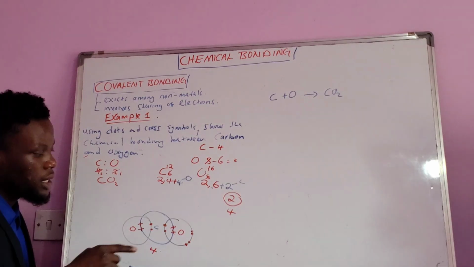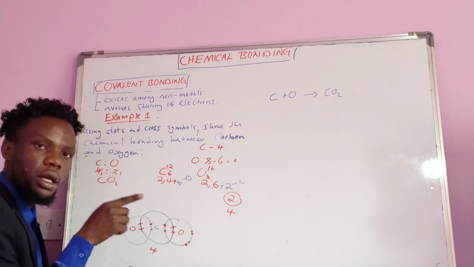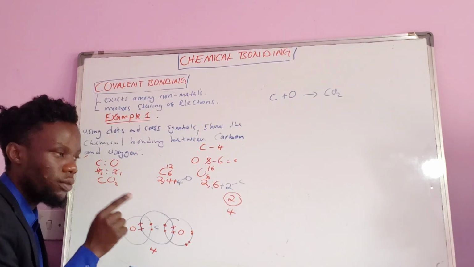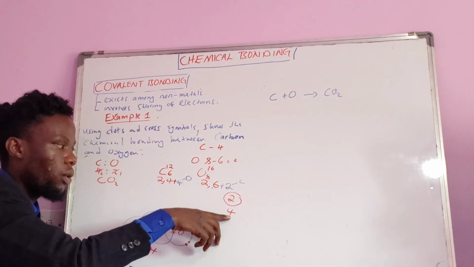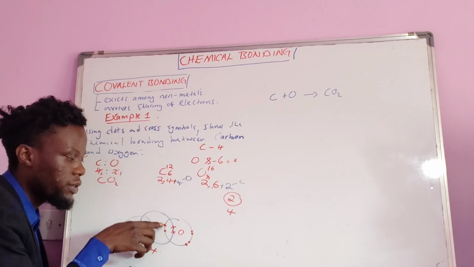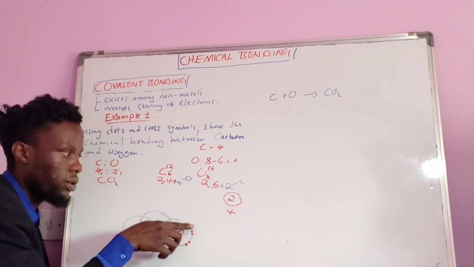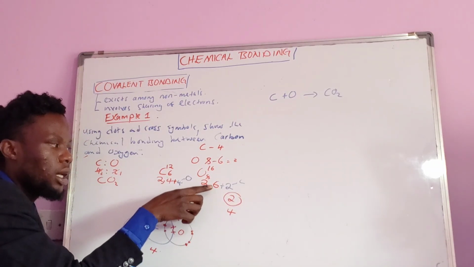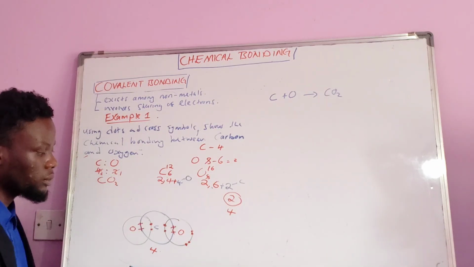To confirm your answer, make sure that you count the number of electrons in the last shell for oxygen. They need to become 6. So you need to count 1, 2, 3, 4, 5, 6. This is the last shell for oxygen. This is correct.